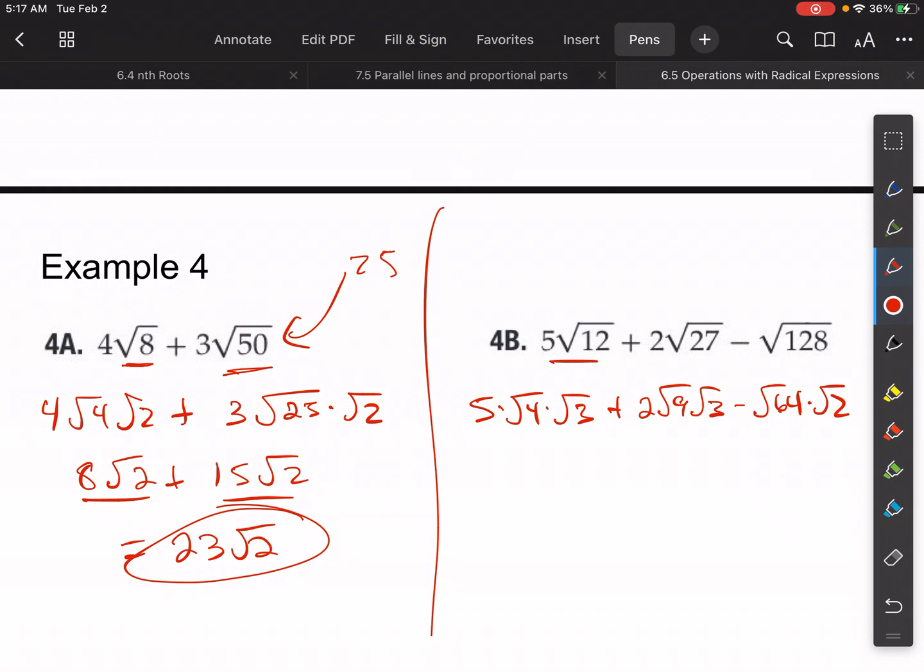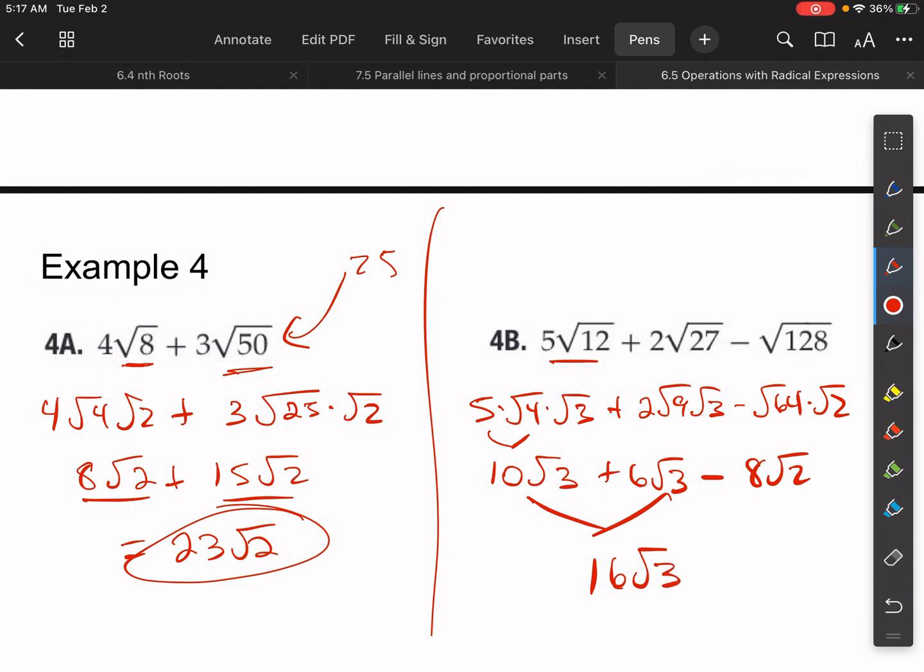Here I'm going to have 10 root 3. That simplifies. 2 times the square root of 9 is 2 times 3, which is 6, so 6 root 3, minus this would be 8 root 2. These can be simplified, so I have 16 root 3 minus 8 root 2, and I'm done. Can't do anything else with that.